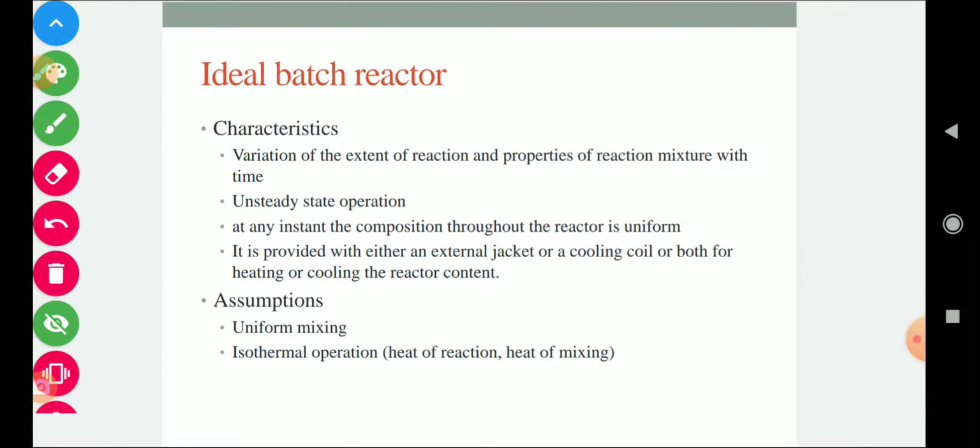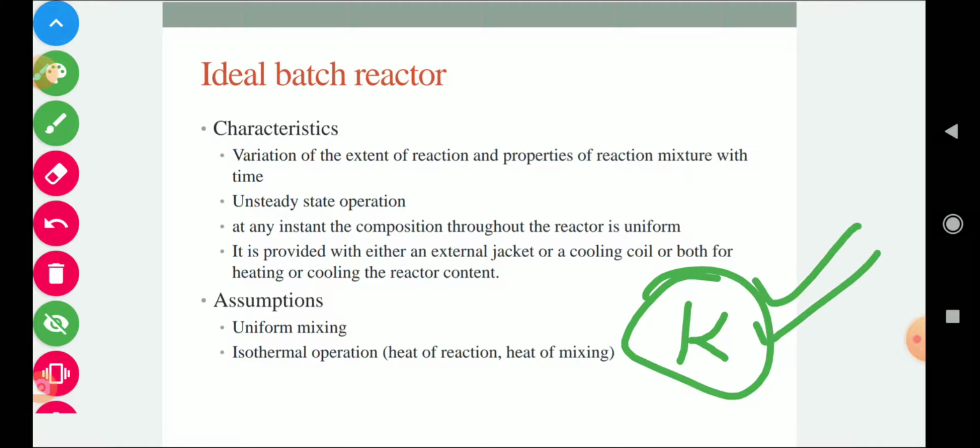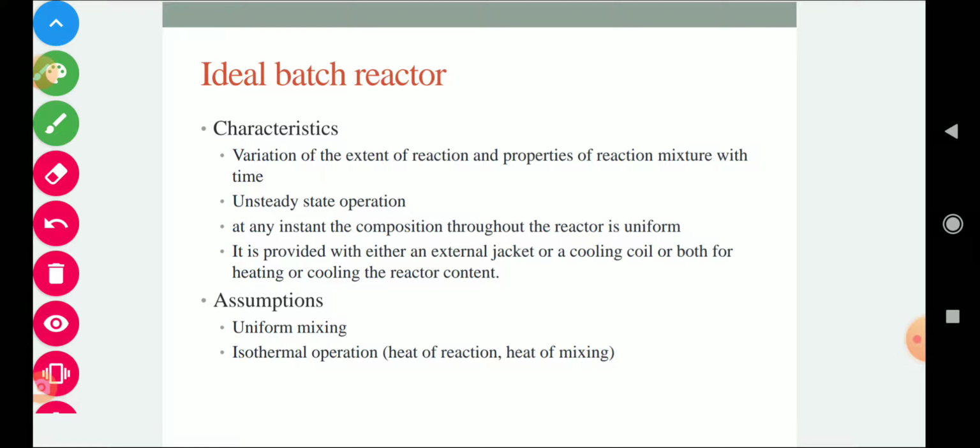We made these assumptions so that the K reaction rate constant is constant. Otherwise, if K is variable, this will make the derivation more complicated. So to avoid K dependency, we are assuming we have isothermal operation. Otherwise we also have to derive equation for K for non-uniform operation.